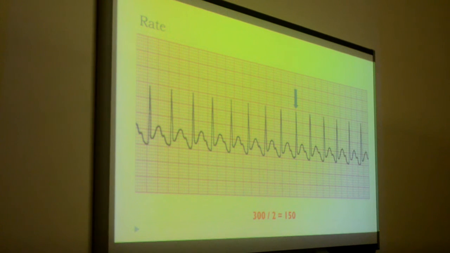Okay. Clear? There's no T wave here, right? This is a T wave. Where is the P wave? The P wave is coming over the T wave, because that's how fast the heart rate is. You see?